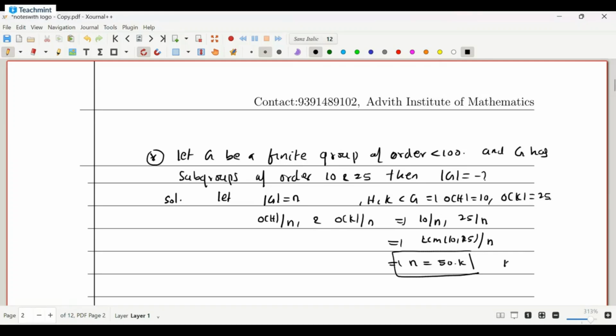If k is equal to 1, then n is equal to 50. If k is equal to 2, n is equal to 100. But the order should be less than 100. So the only possibility is k equal to 1, sir. Therefore n is equal to 50, which implies the order of G is equal to 50.